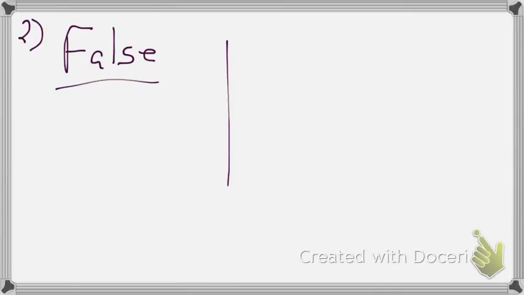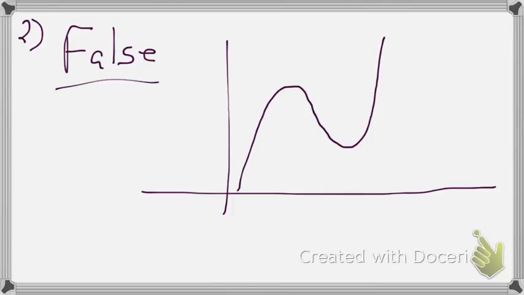Alright, let's move on to number 2. If a function has 2 points at which the tangent line is horizontal, then the graph of the function must have 3 x-intercepts. That is false, because again, the graph could look like this. There's 2 places where the derivative is 0 and 1 x-intercept.